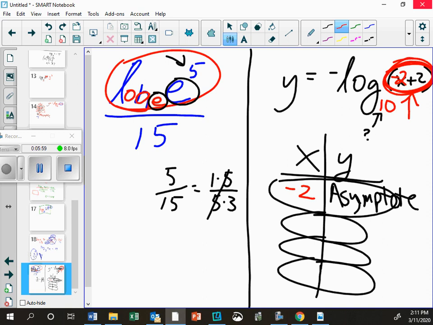10. If there's no base shown, then it means base 10. That's called the common log because it's the most common one. You can even leave the base off and it means 10.